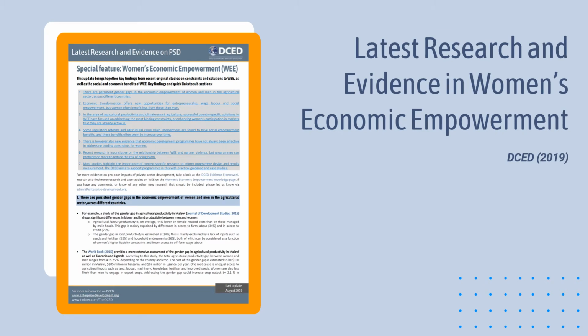Continuing with the short read section, another relevant publication here is the DCED 5-pager from 2019, detailing the latest research and evidence in women's economic empowerment, with a focus on agriculture. This publication covers evidence on gender gaps in the agricultural sector globally, as women often benefit less from economic transformation than men. Gendered outcomes from PSD programs in agricultural sectors are very context-specific, but particular actions like land certification and asset transfers for women have been shown to increase women's agency in multiple contexts.